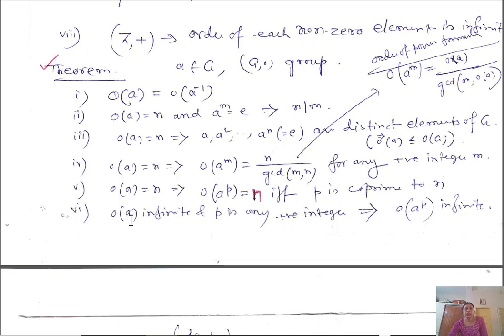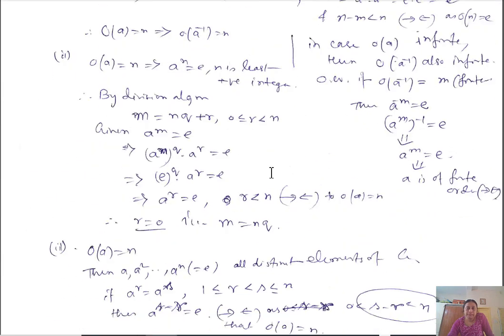And the other one is, if order of A is infinite and p is any positive integer, then order of A to the power p is also infinite. Okay, so I will not discuss these two parts, only this order of power formula we will discuss. Proof. Let us prove that.